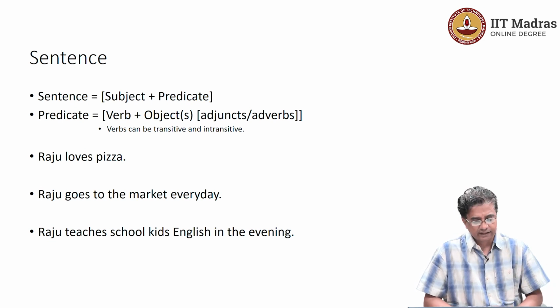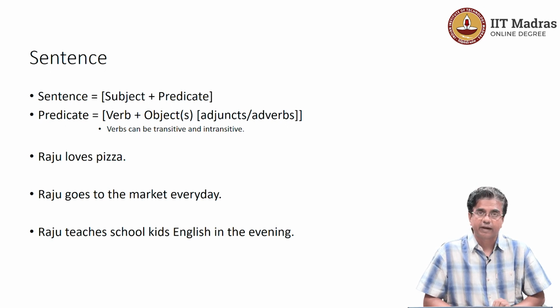Primarily speaking, a sentence is a combination of a subject and a predicate. We understand that every sentence must have one subject. It's a grammatical requirement for the grammaticality of a sentence that it contains a subject in it. And when we say subject and predicate, we also know that subjects are out of the predicate, that is, outside the domain of the predicate.